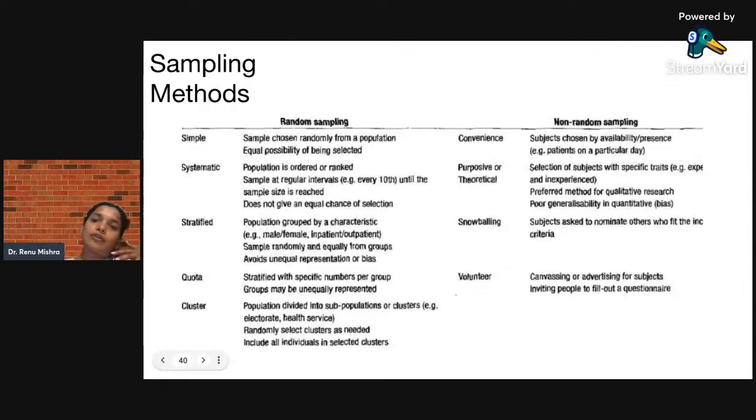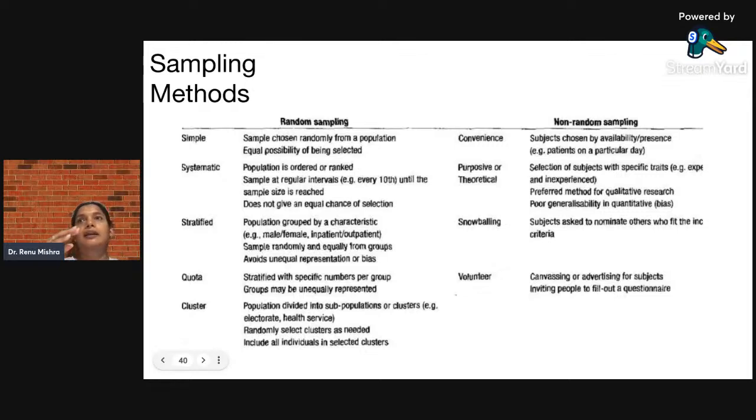On the other side, you have non-random sampling. Convenience, I told you, is on the basis of the researcher's convenience. Purposive sampling is choosing somebody who has specific traits. So if I'm conducting a study on doctors, anyone who has 5 years of experience will be a part of my study.